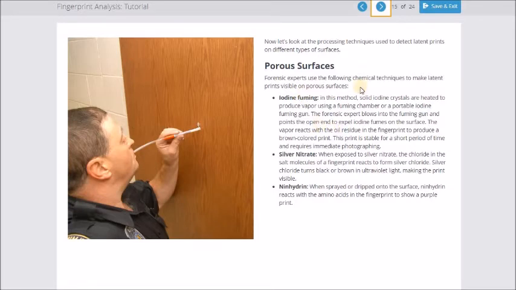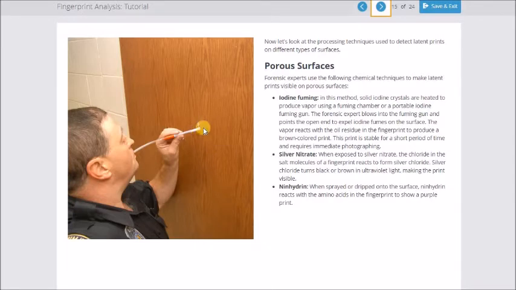Now, porous surfaces, we might do something like what they call iodine fuming. That takes solid iodine crystals and heats them up, and then you have this portable gun that you just put the smoke from the heated iodine crystals on it, okay? And what happens is the vapor reacts with the oil residue in the fingerprint and produces a brown colored print. It doesn't last very long, but as long as you can get a picture of it, you're good.